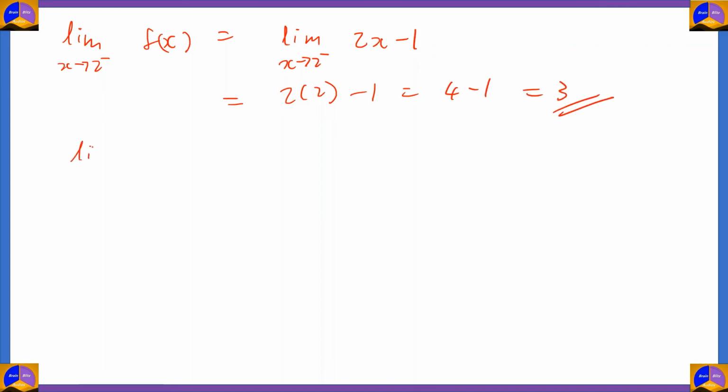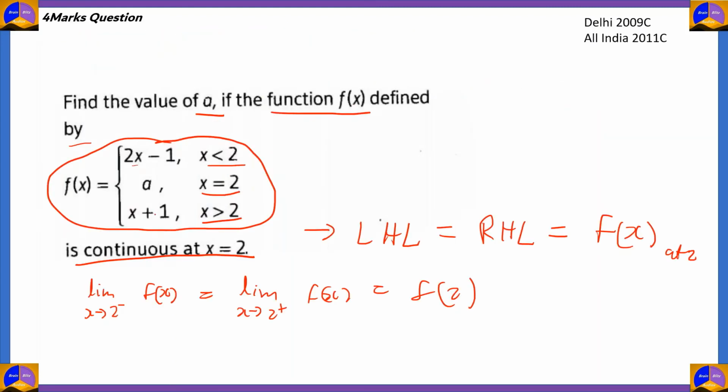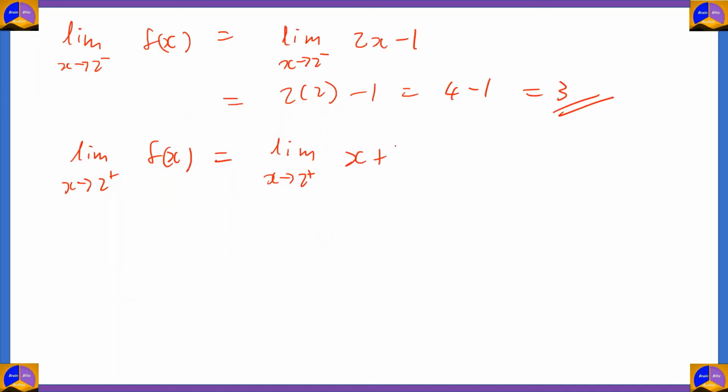Now let's find the right-hand limit. Limit x tends to 2 plus f of x. Now that will be equal to limit x tends to 2 plus, and so here x is greater than 2. So at that point, f of x will be x plus 1. So limit x tends to 2 plus of x plus 1. So we'll put the limit in, so that's 2 plus 1 equals 3. So the left-hand limit is equal to the right-hand limit.